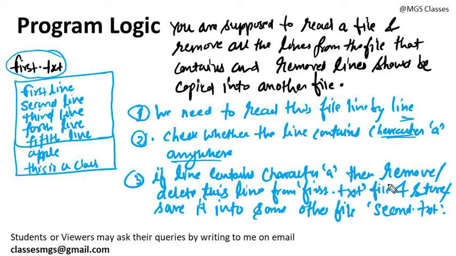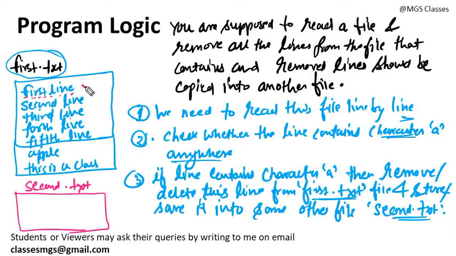If a line contains A, then we remove or delete this line from the first.txt and store or save it into some other file, let's say second.txt. Let's suppose this is the first.txt and this is the second.txt. After execution of our program, first line, whether this line contains A? No A, so it will remain here. No A, remain here. No A, remain here. No A, remain here. If there is no A, then don't delete this line from this file. Keep this as it is.